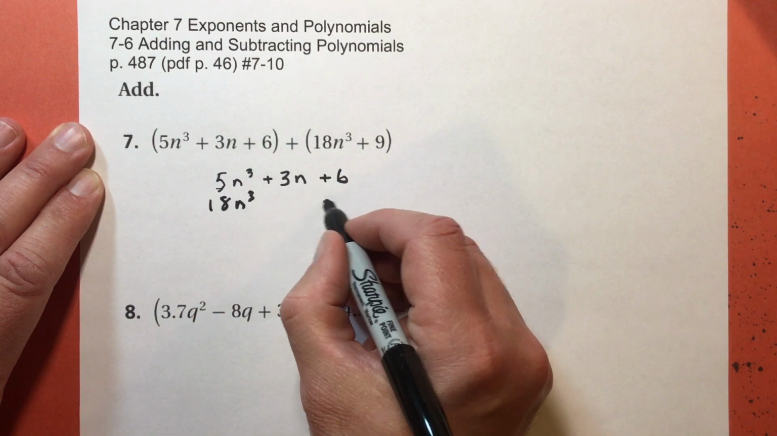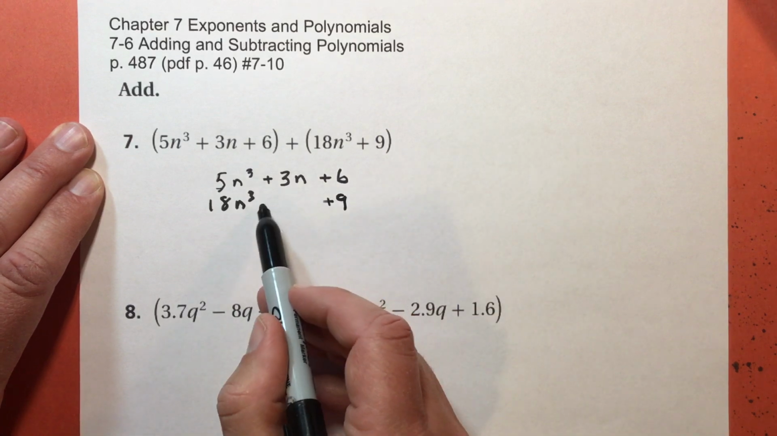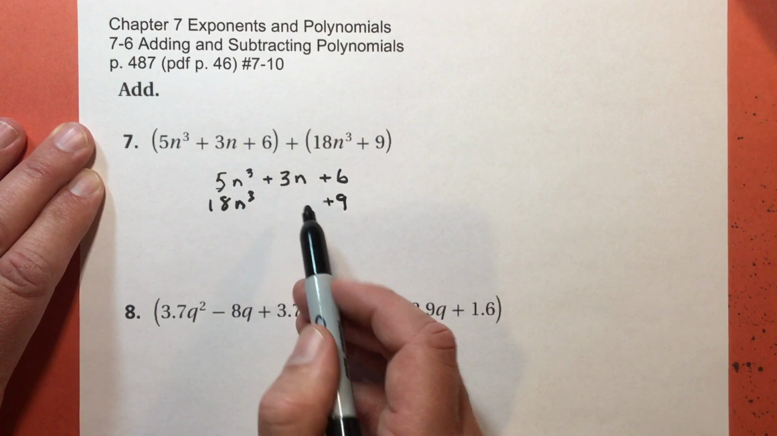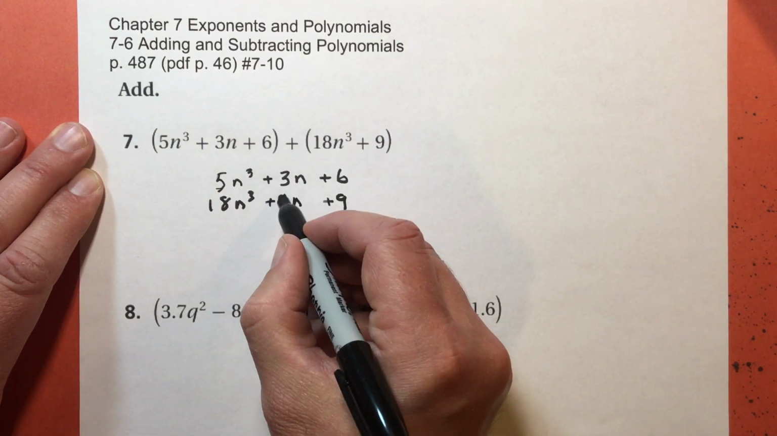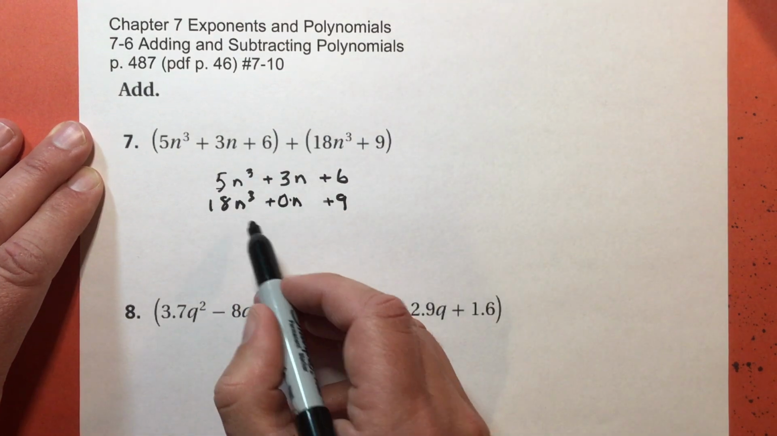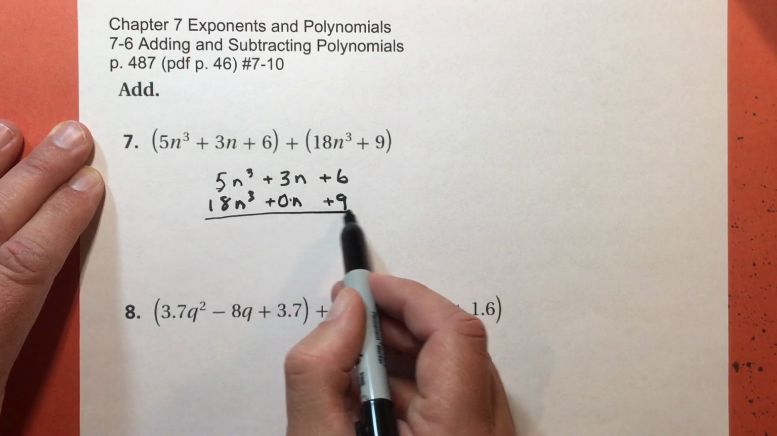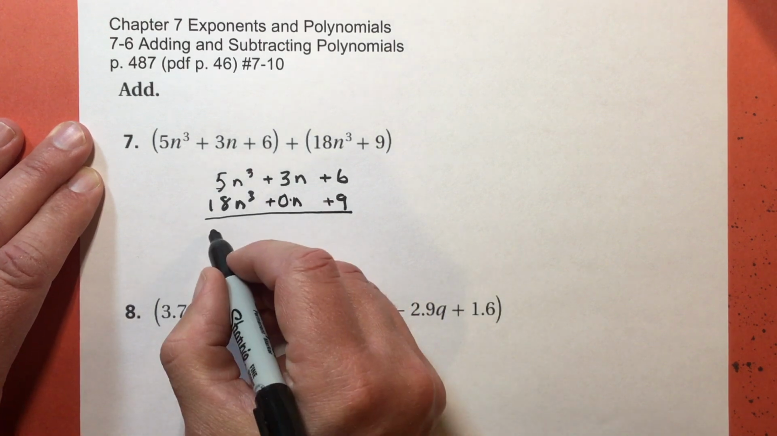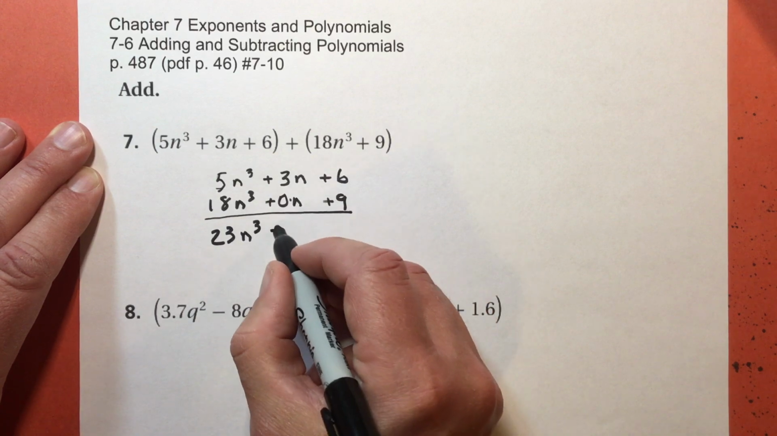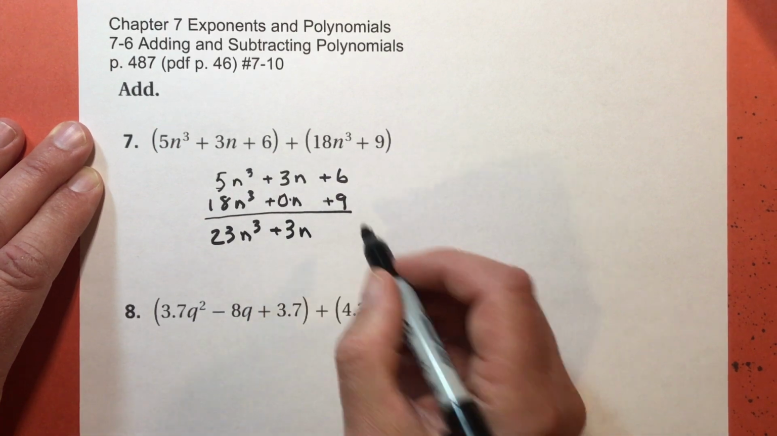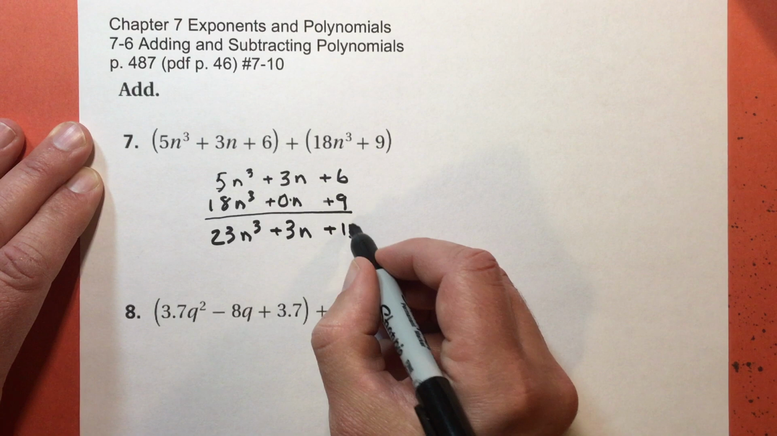The 9 I'm going to put over here, and this big empty space here, that's actually 0 times n, like I was just talking about. I know that looks like I'm writing an O, but it's 0, not an O. 15 plus 18 is 23. 3 plus 0 would be 3. And 6 plus 9 would be 15.